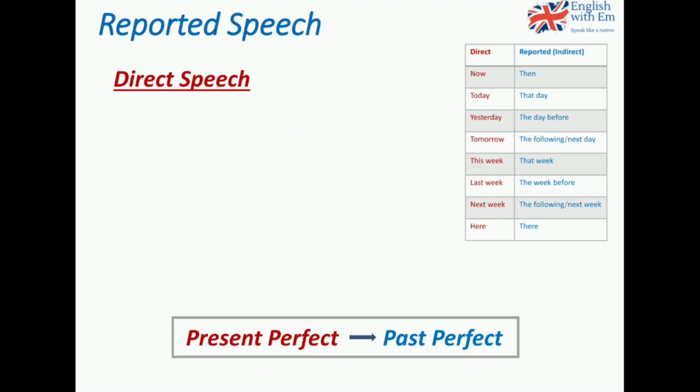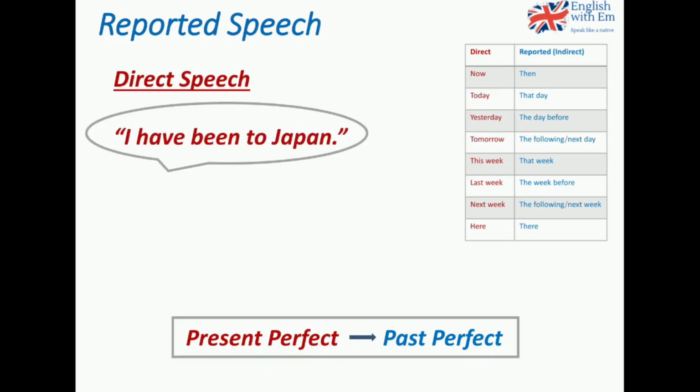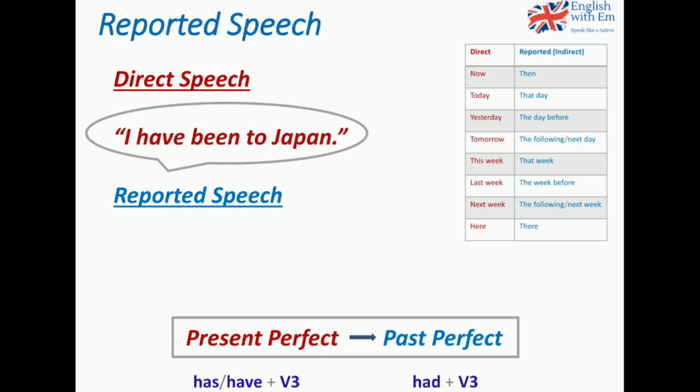Okay, so now we're into the present perfect. I have been to Japan. So the present perfect, you can see, we form with has or have and verb 3, V3. Now, verb 3 is the past participle or the third form of the verb. And in reported speech, we need to change to the past perfect. And we form the past perfect with had plus the past participle, or verb 3.